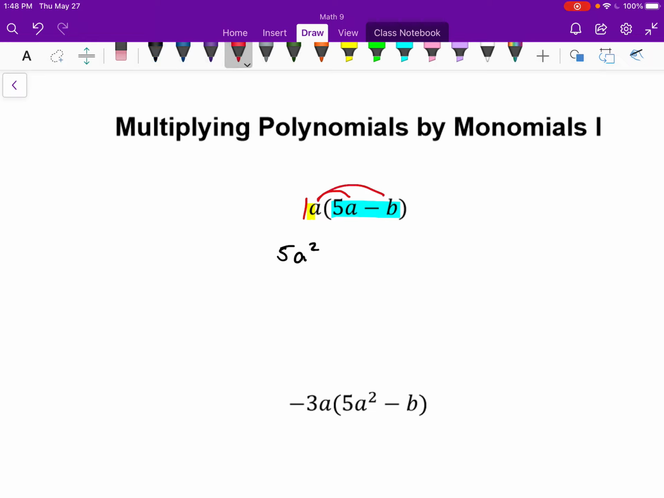Same idea over here. I have 1a times negative b, or if you want, you can put a 1 there. 1a times negative 1b. Well, 1 times negative 1 is negative 1. I don't really need to write the 1 down, though. And a times b is ab. And so with a bit of practice, this gets pretty quick. So I'm distributing the a, we say, using the distributive property.